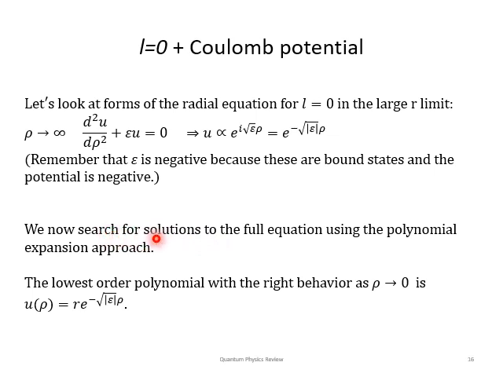We then can go back to the original full equation and attempt to solve it with a polynomial expansion. And we find that the lowest order polynomial that has the right behavior as rho goes to 0, all right, is u of rho is equal to r e to the minus square root of the absolute value of energy, times rho.